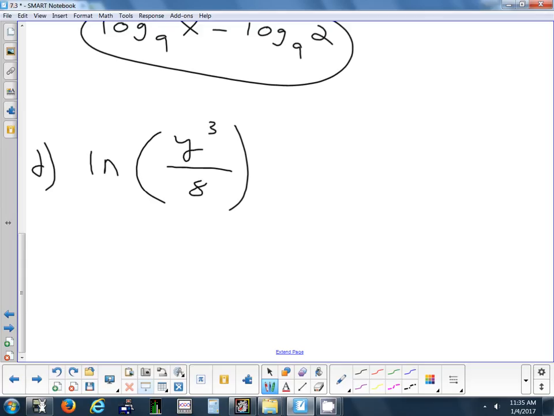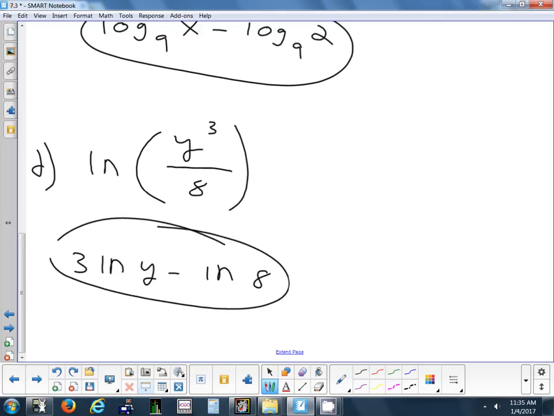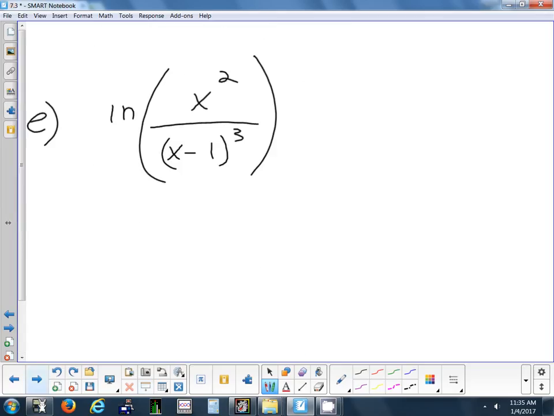Selenia? 3 ln 1 minus ln 8. Perfect. That's it. 3 ln 1 minus ln 8. Okay. Any questions on why she put the 3 in front or how she got subtraction out of that? All right.